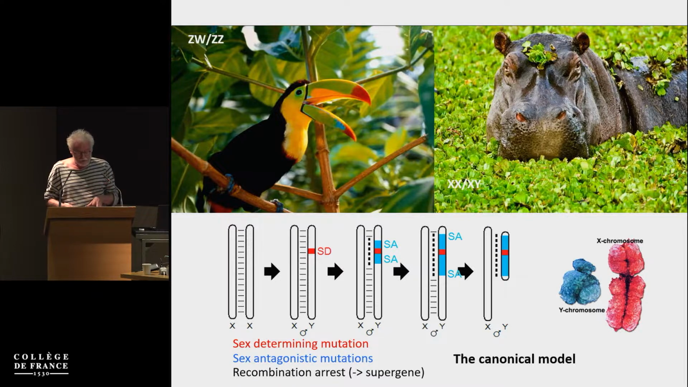And also, as you know, there is a generally accepted, widespread model to explain the evolution of the degeneration of this chromosome, the so-called canonical model. I will not enter into the detail because you have seen this kind of picture several times during these two days. But basically, this model assigns an instrumental role to sex-antagonistic genes in the arrest of recombination on sex chromosomes and the degeneration of this small and gene-poor chromosome.